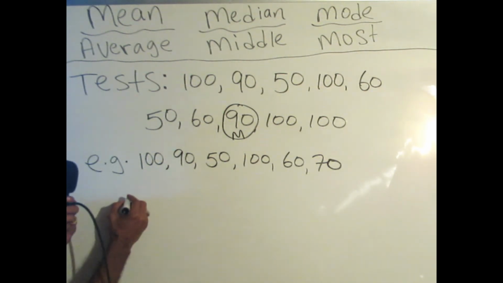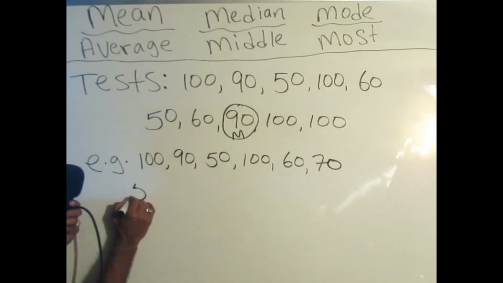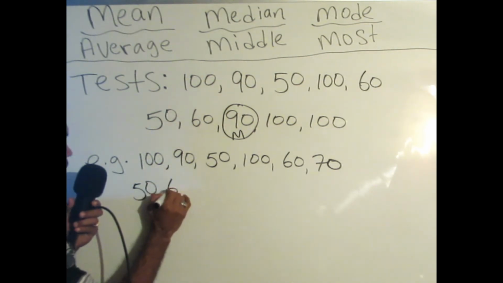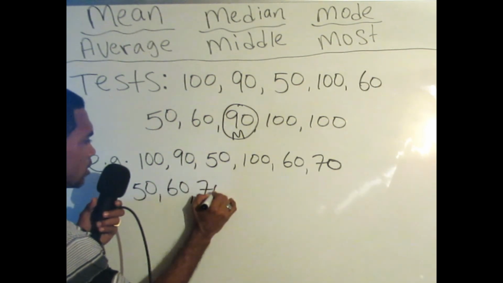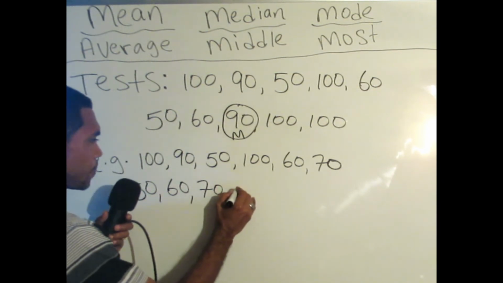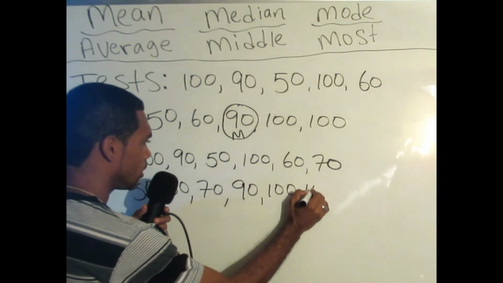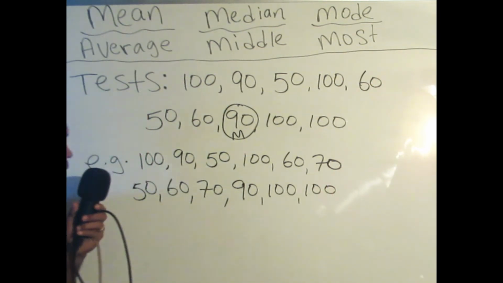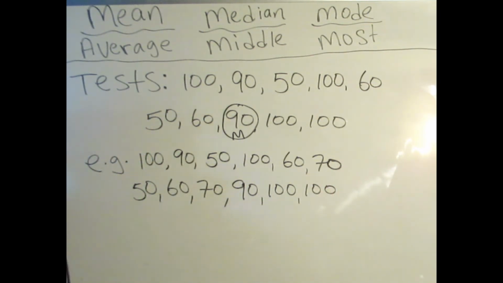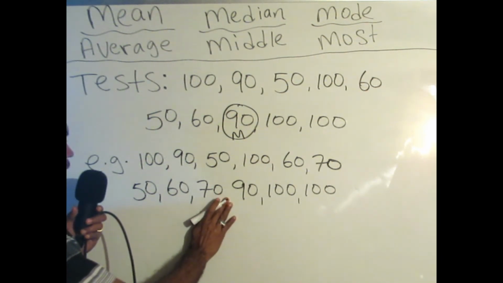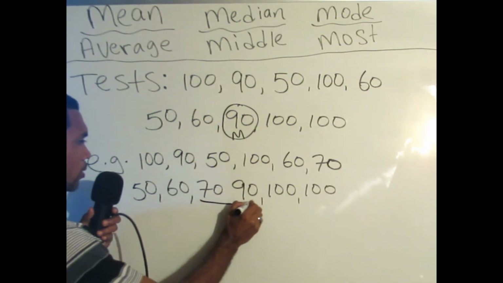The rule says to arrange your numbers from biggest to smallest, so 50, 60, 70, 90, 100, 100. So now we want to find the middle number. But because it's 6 numbers, there's no way we could find just one number in the middle. So we're going to underline the 2 middle numbers.